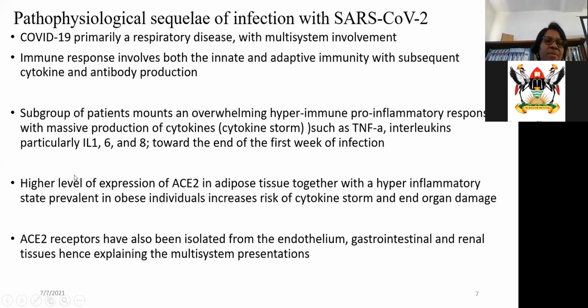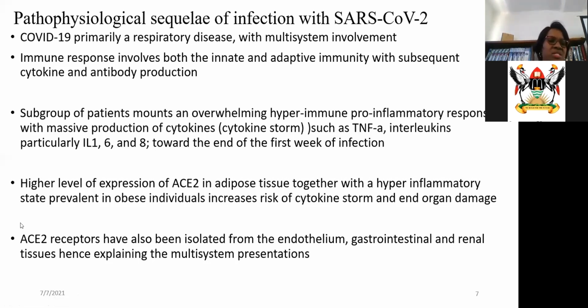Then we know that there's higher level expression of the ACE2 receptors in the adipose tissue, the fat tissue. But we also know that obese individuals who have a lot of this adipose tissue also are in a hyperinflammatory state. And this increases the risk of the cytokine storm and end organ damage. So we have seen many individuals who are obese coming down with severe and critical disease. And this seems to be the reason why they do so.